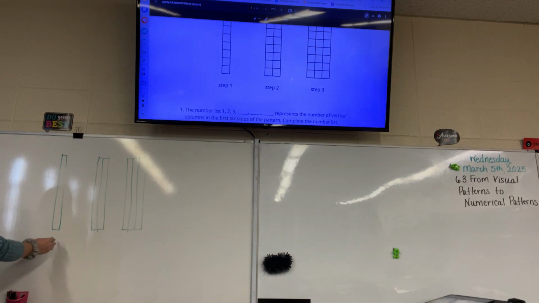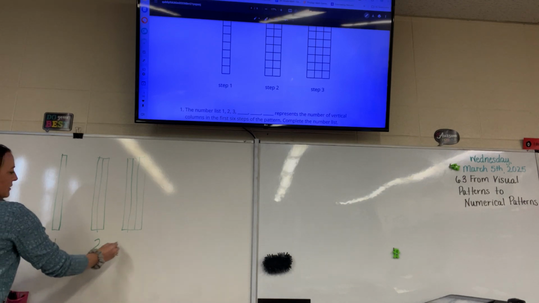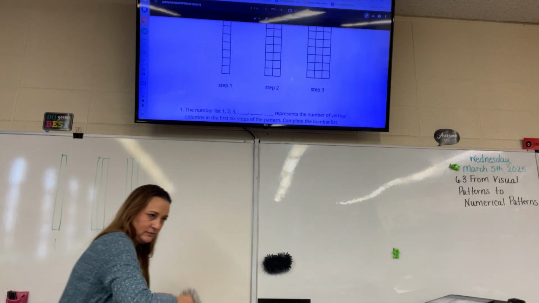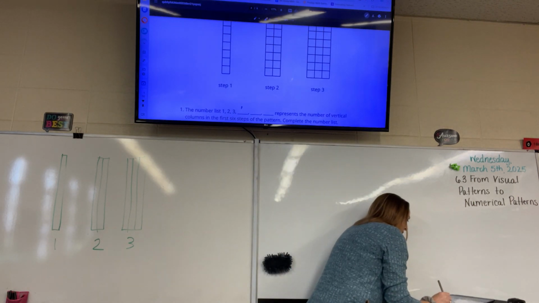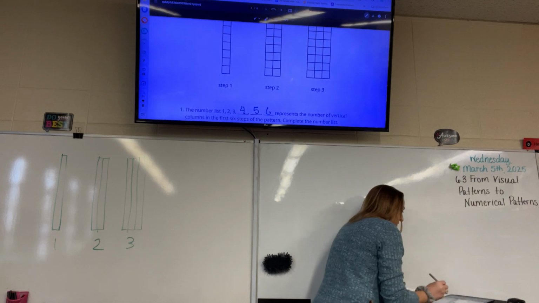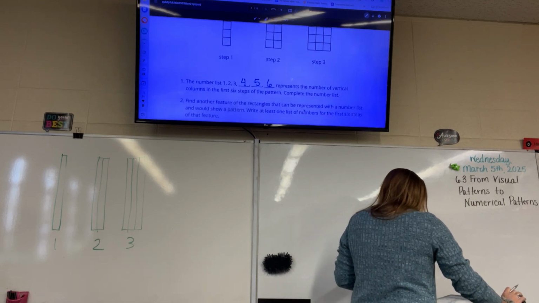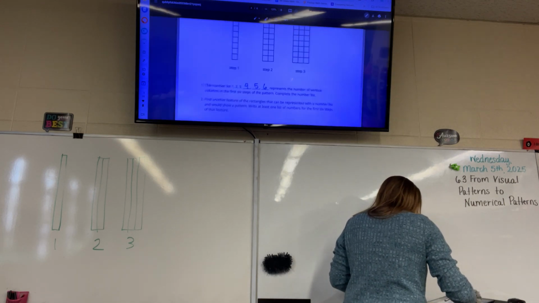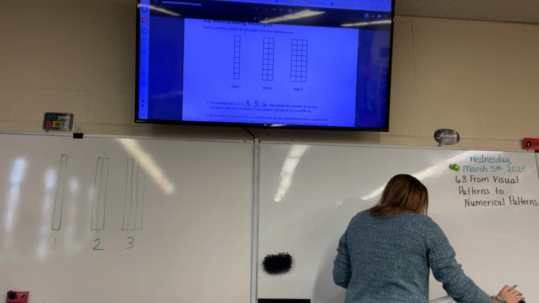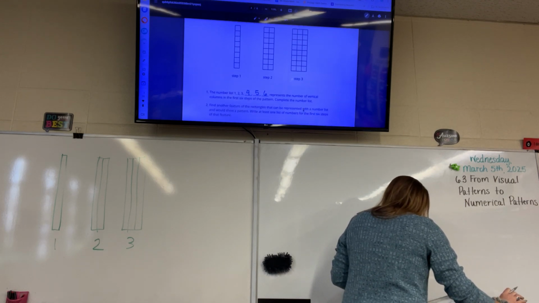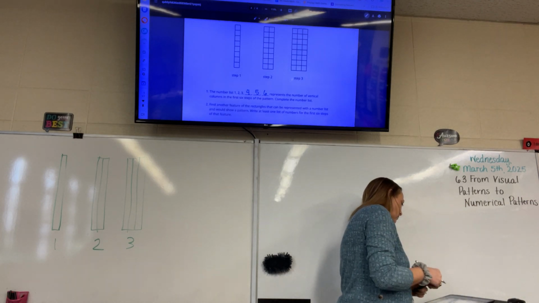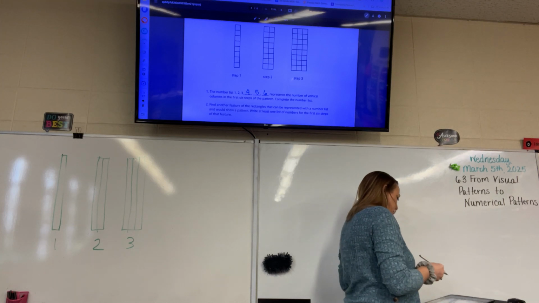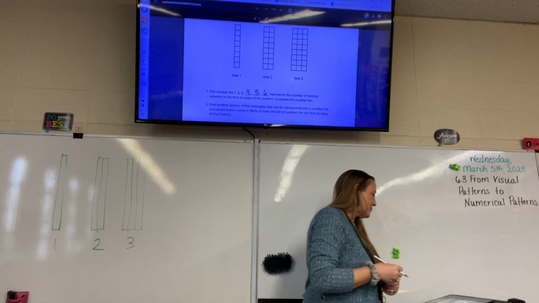How many vertical columns do you see on step 1? 1. How many on step 2? 2, 3. 4, 5, 6. Okay, so we've just got to fill in 4, 5, and 6. Find another feature of the rectangles that can be represented with a number list and would show a pattern. Write at least one list of numbers for the first 6 steps of this feature.